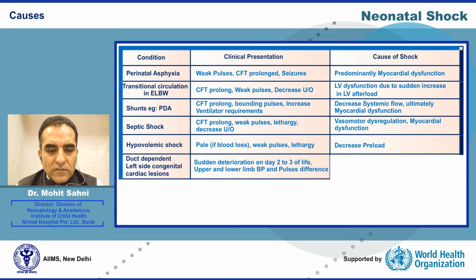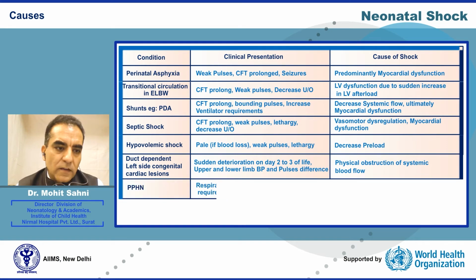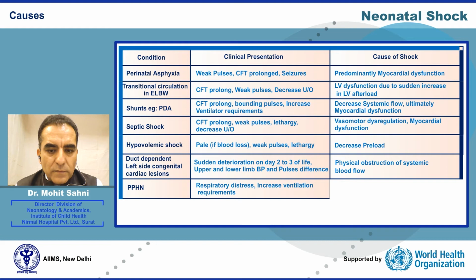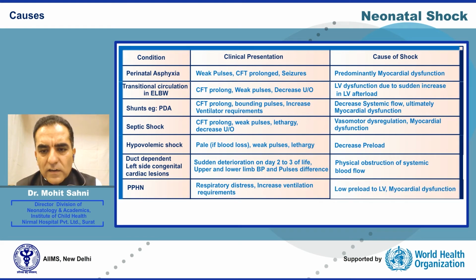On examination, you will see a difference between upper and lower limb pulses, and a difference in upper limb and lower limb blood pressures. The main cause is a physical obstruction to the systemic outflow of blood from the left side. If you have a baby with high pulmonary pressures, the main component that causes shock is myocardial dysfunction.